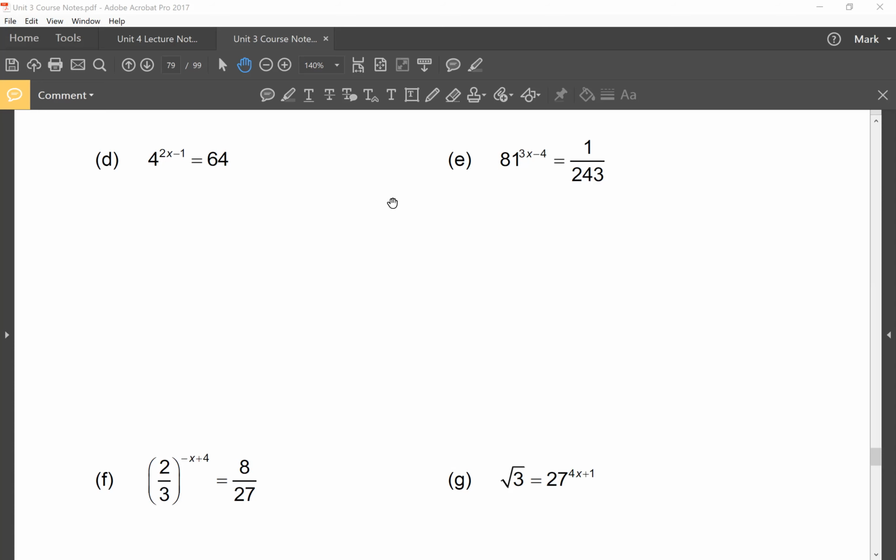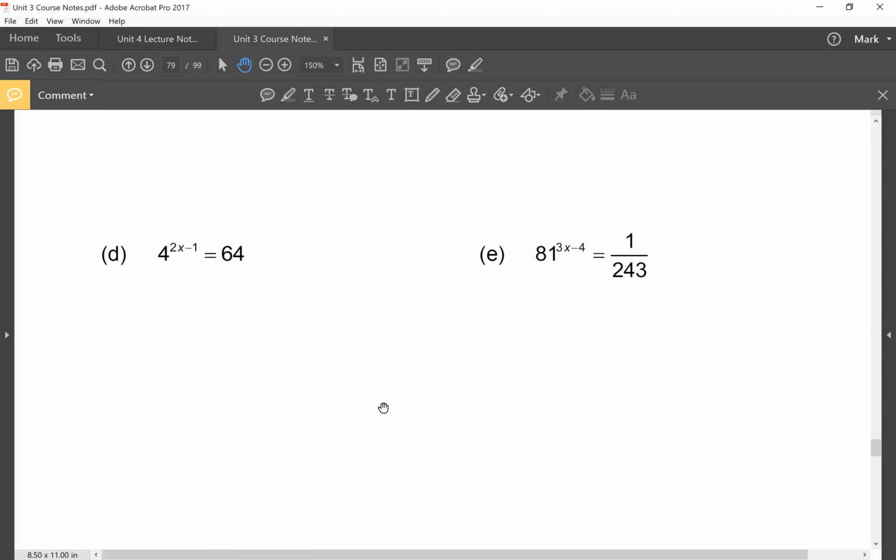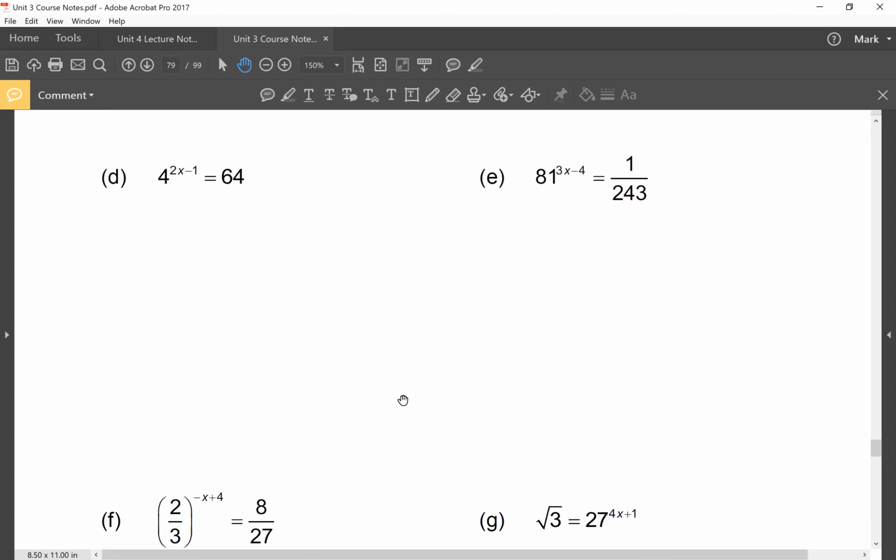Okay, let's look at these. So D, 4 to the power of 2x minus 1 equals 64. Okay, so let's zoom in a little bit. What are we going to do with these? Well, I'm showing you all this right now, but in the last part of today's class, I'm going to show you how to do this where you don't even need to worry about finding the same base. The hardest part of, I wish I could skip this, and I was almost tempted today to just skip this part.